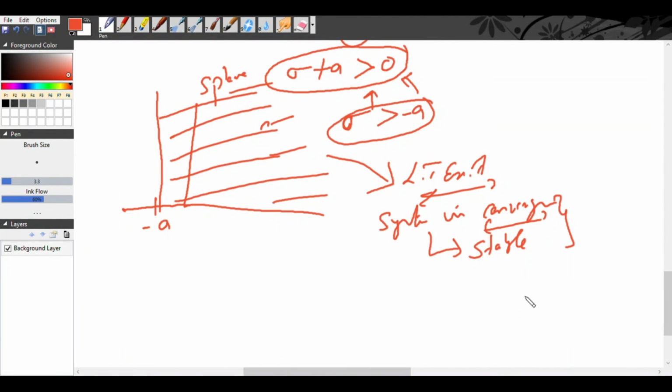You should be able to connect the subjects, then only you will be smarter. So the system is converging in this particular area, which means the system is stable in this particular area.